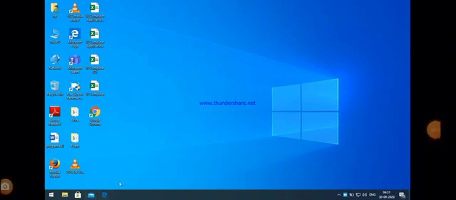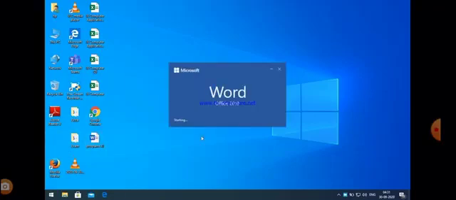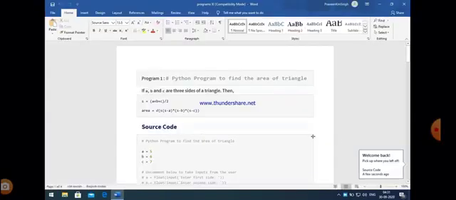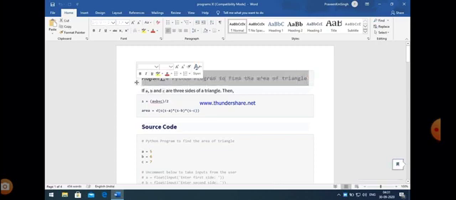Good morning, students. Today our topic is Python programming, and in this lecture we are going to discuss some programs related to Python programming, some basic programs, and these programs are part of our practical file. So let us start. First program, Python program to find the area of the triangle.